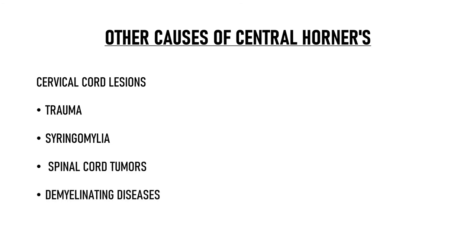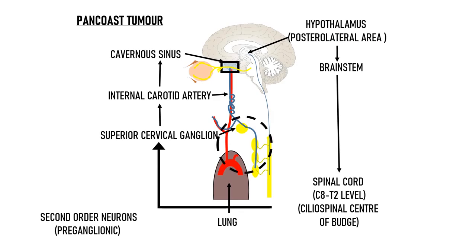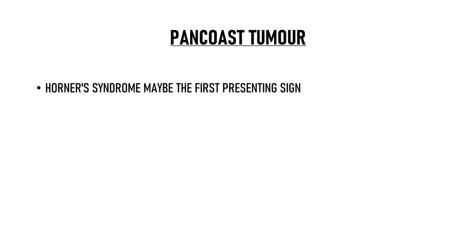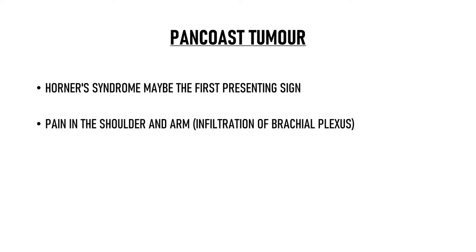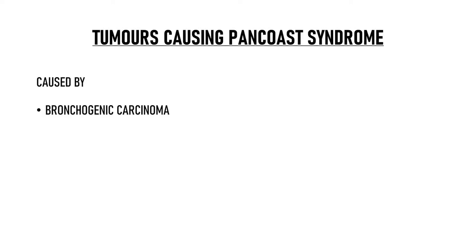An important cause of second order neuron lesion is a Pancoast tumor. Pancoast tumor occurs at the apex of the lungs and the pleura and it can compress the sympathetic fibers leading to Horner's syndrome. In fact, sometimes Horner's syndrome may be the first sign of a Pancoast tumor. These patients may also present with pain in the shoulder and the arm region because of infiltration of the brachial plexus by the tumor. Other tumors in this area that can produce Horner's syndrome are breast carcinomas, lymphomas, sarcomas, and metastasis.